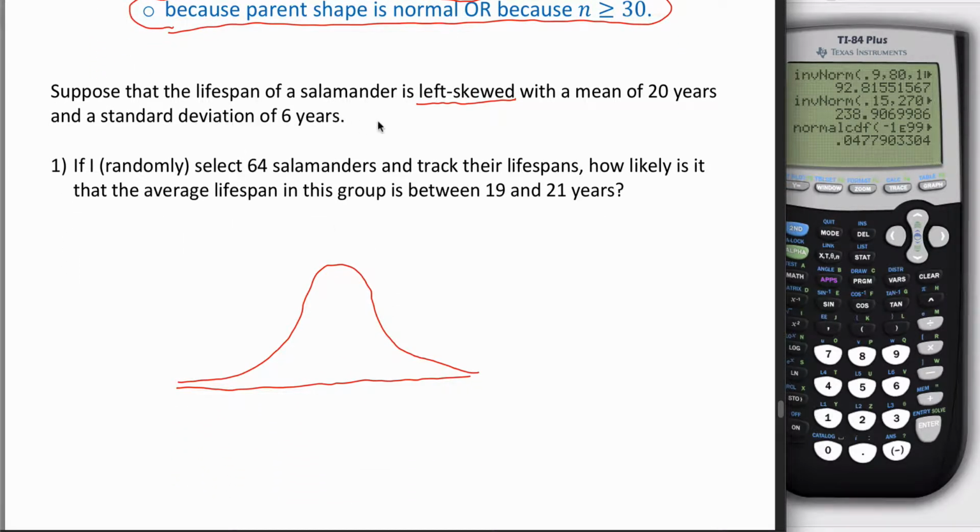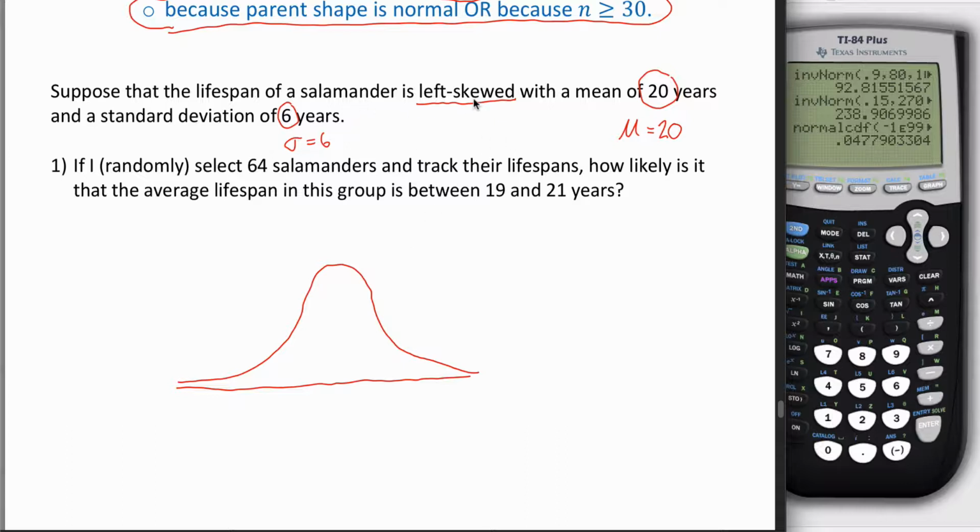Suppose that the lifespan of a salamander is left skewed with a mean of 20 years. This is still mu. In every single problem, they're going to tell you mu and sigma. Every single problem. That's what they've been giving you, mu and sigma. In the past, mu and sigma were your center and your spread. That's no longer the case.